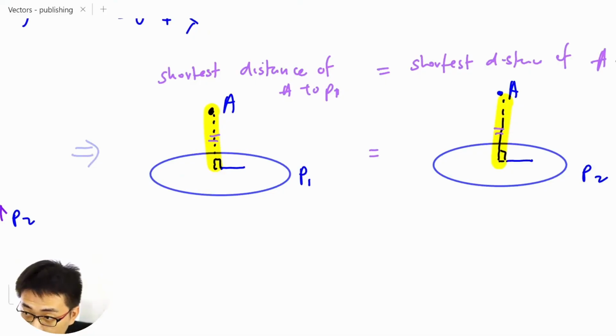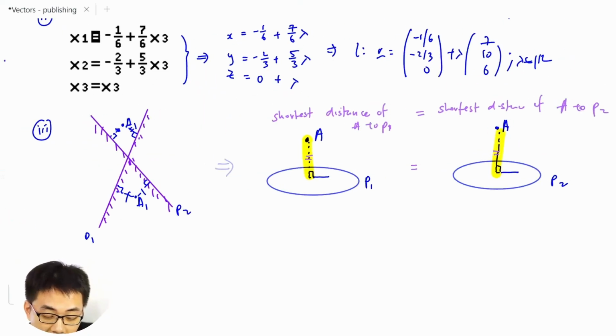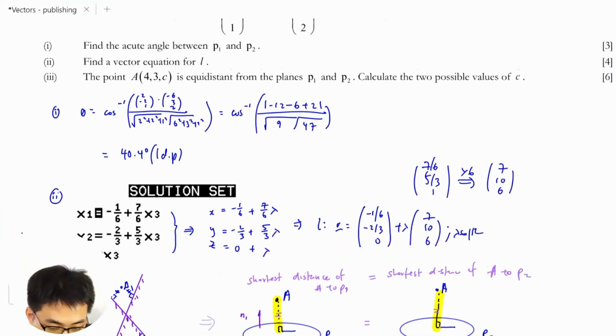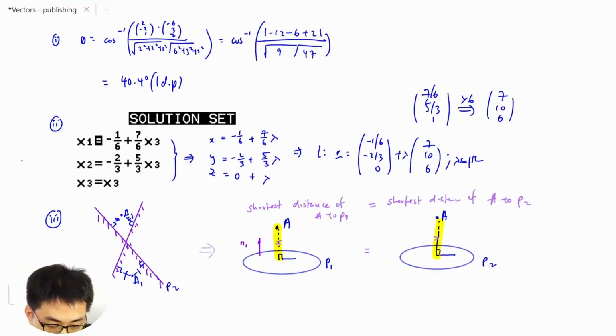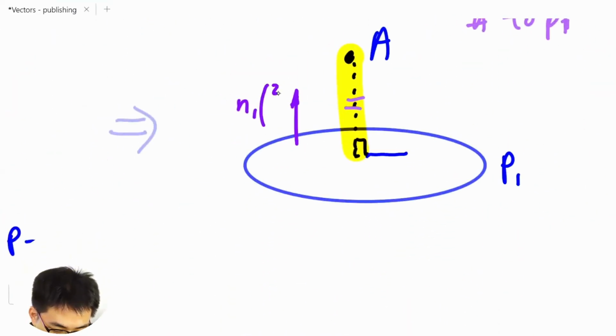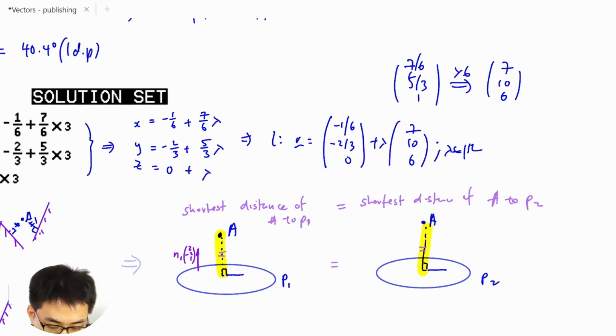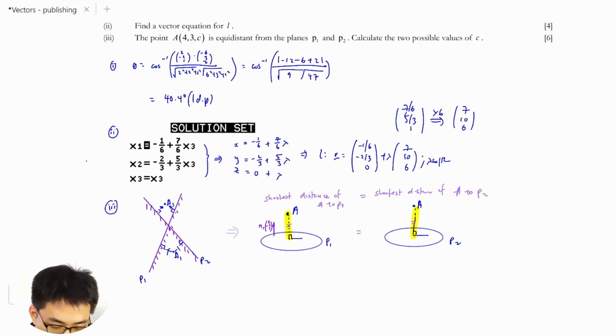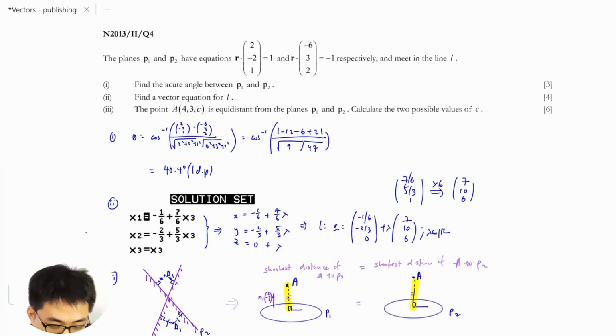Magic triangle. You want to find the distance here, right? Then you make a magic triangle. Minimally, what you need to do is label everything down. N1 here, this is N1. N1 is 2, -2, 1, and this is a normal. Then N2 is -6, 3, 2.